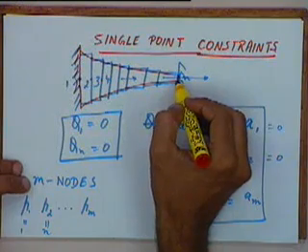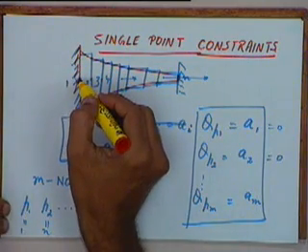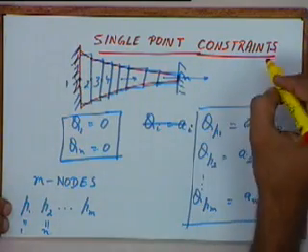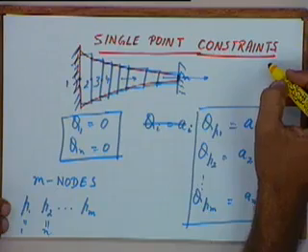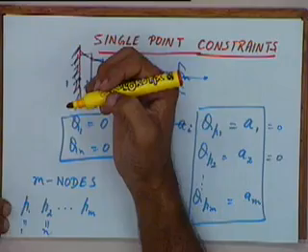We are talking of, let's say, any problem that will have some boundary conditions. We are trying to formulate these boundary conditions. Right now we will consider boundary conditions which are of single point type. That means some particular node is constrained to have a fixed displacement. The value of the variable which we are looking for, the displacement, is known at some particular nodes.